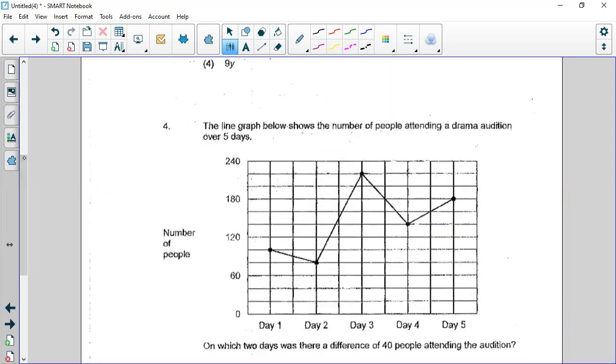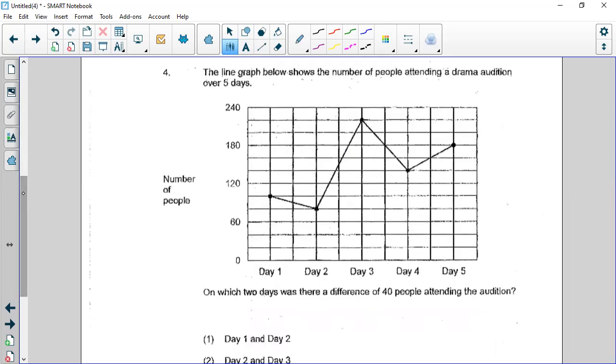Okay, question 4. The line graph shows the number of people attending a drama audition. Okay, so this is a line graph. What should you do? You should count the gaps and put the numbers on the line graph. So how many gaps are there? There are 3 units, 3 gaps. How big? You take 60 minus 0, that will be 60. So your one gap is 60 divided by 3, 20. All right, then you put the numbers on the line graph.